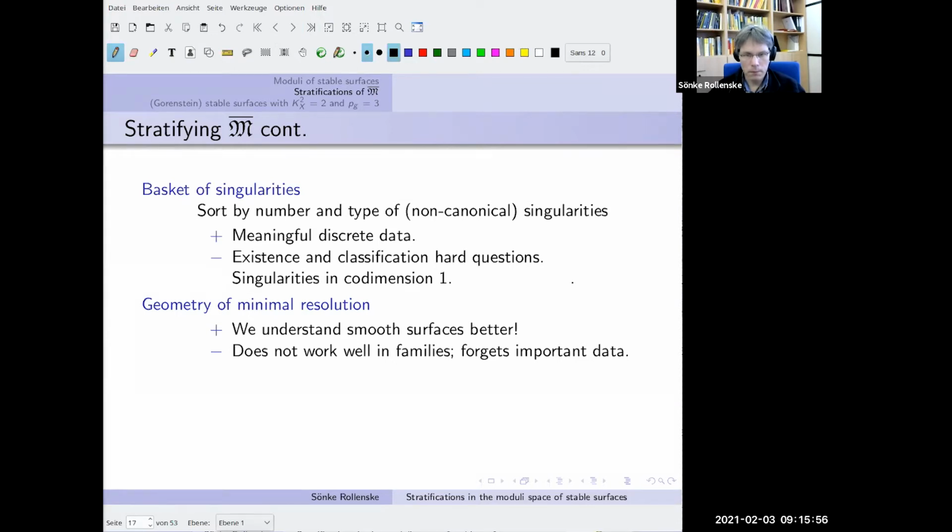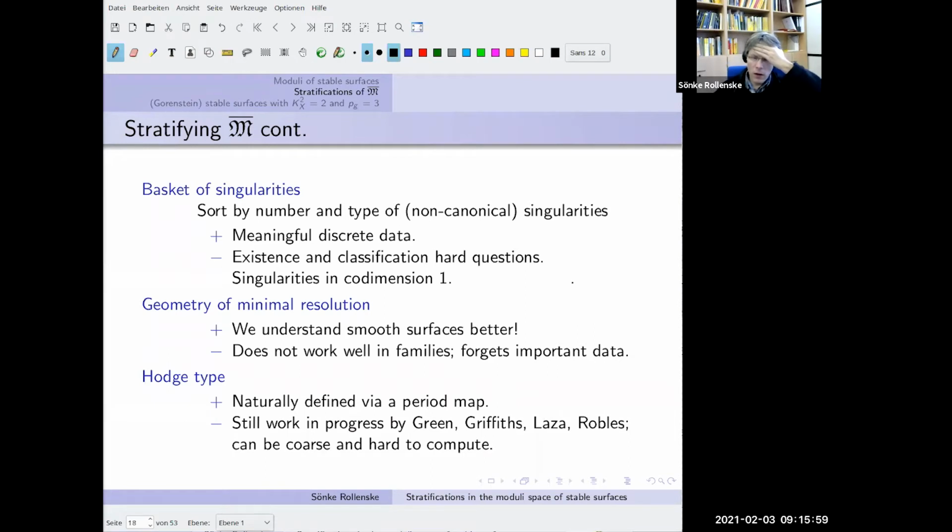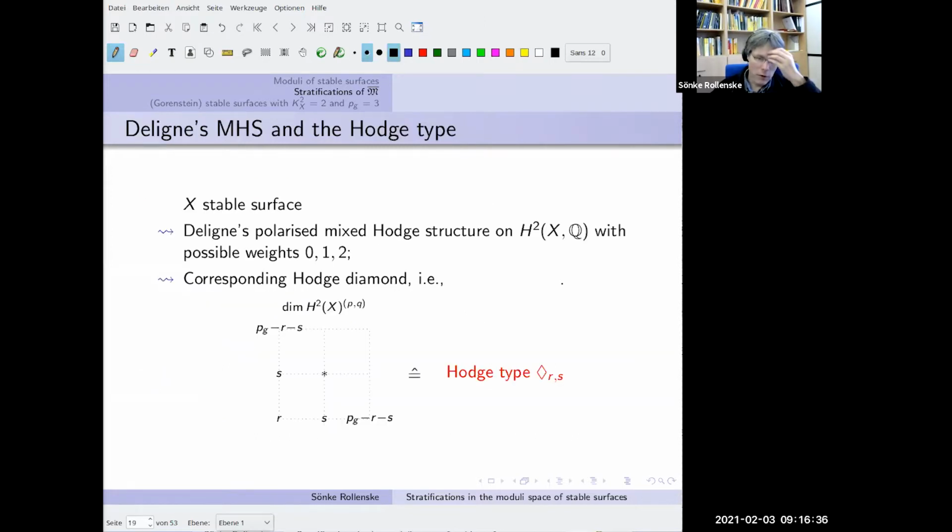And then finally, there's this Hodge type, and it is a very natural invariant defined by a period map, but as we have been told, it's still work in progress, and it's sometimes not really easy to determine, if I just give you the surface, the Hodge type and all this. I'll get back to this and explain this again, even if this has already been done by people who know more about it. But let's define this Hodge type.